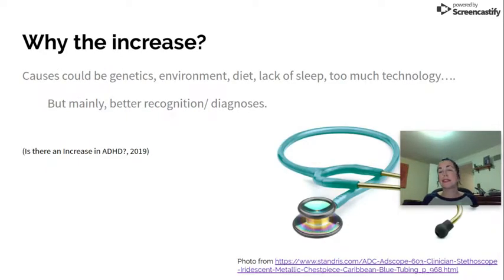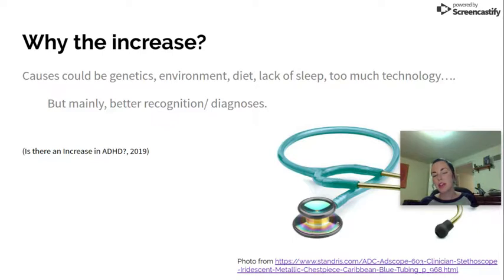So, where is this increase coming from? Doctors note that there could be a couple of different factors. It could be genetics. Maybe a lot of people have had ADHD in the past, and they're having lots of kids, and then their kids are getting this disorder. It could be environment. The world's always changing. Diet, that too. We've seen a lot of changes in diet in Americans. Lack of sleep, too much technology.